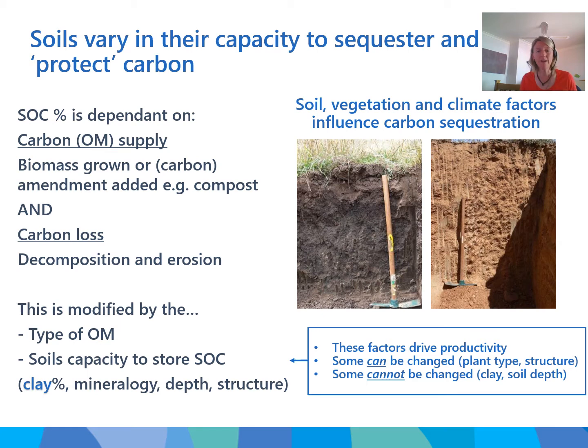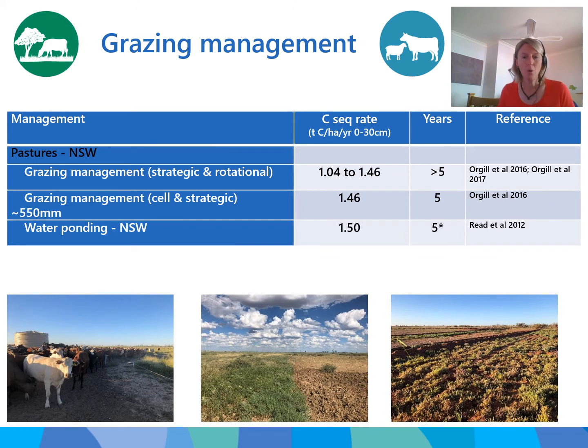Now, these are the same factors that drive productivity, and some of these factors can be changed. So we can change the type of organic matter or we can influence that. And some can't easily be changed, for example, the type and amount of clay. In terms of our land management, we know that grazing management can influence the amount of biomass that's generated on farm. So we can graze so that we're keeping plants in an actively growing state. What does that do? That captures more sunlight and it puts more carbon into the soil through plant root growth and through that root exudation.